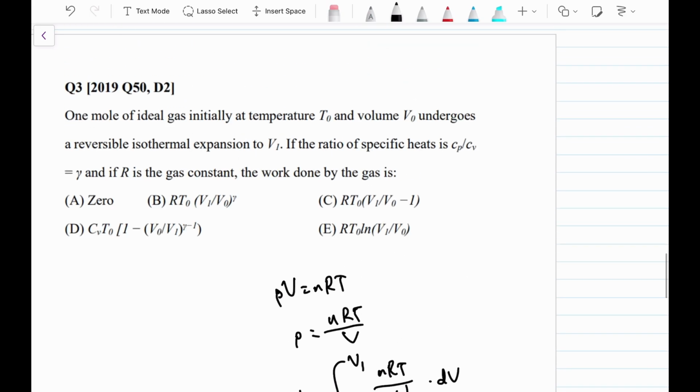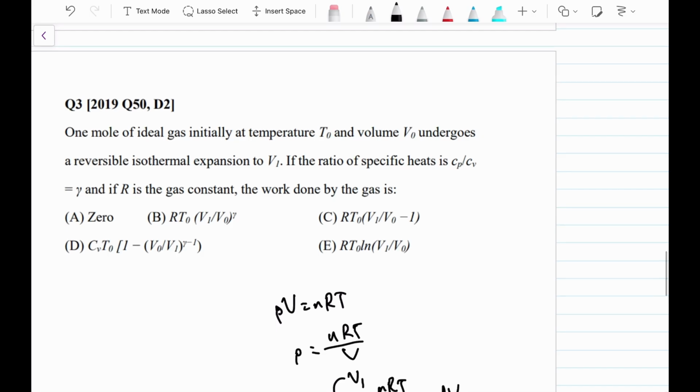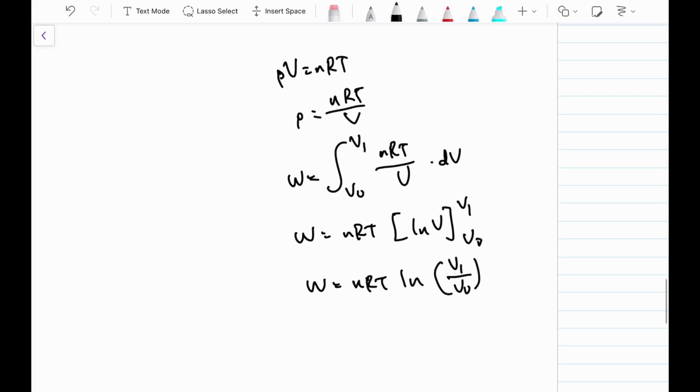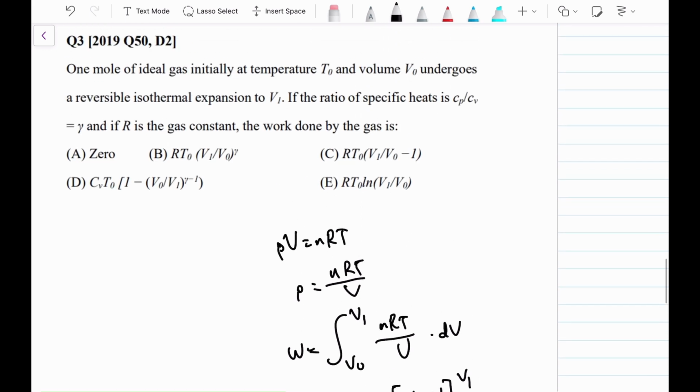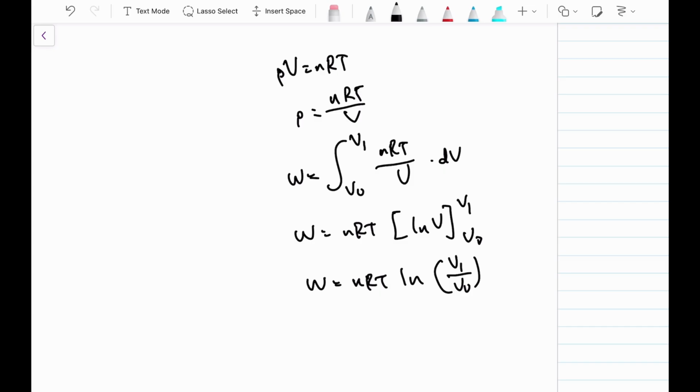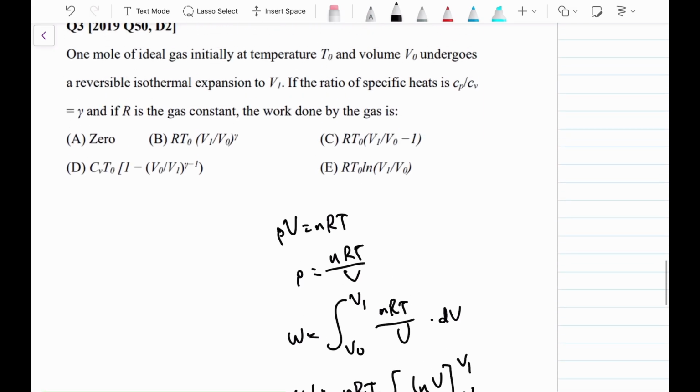So from the choices given, there's only RT0 ln this, so I suppose if it's 1 mole, and the temperature remains constant at T0, then that will be RT0 ln. So therefore the answer will be E.